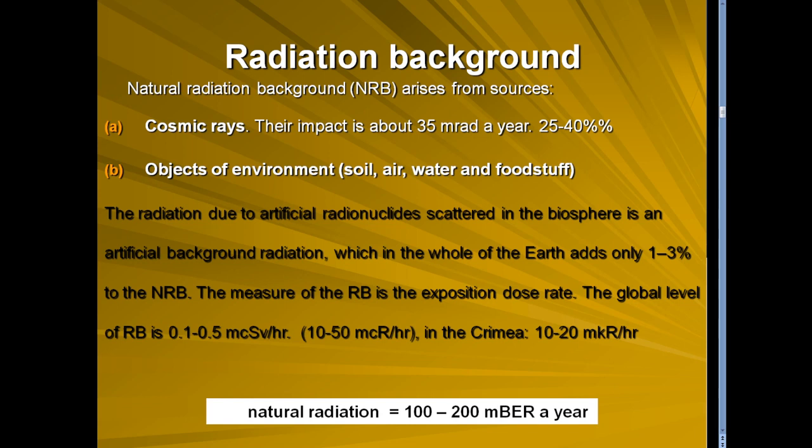A technologically modified natural radiative background is ionizing radiation from natural sources that have undergone certain changes as a result of human activities. For example, radiation from natural radionuclides entering the biosphere together with minerals extracted from the Earth's interior, as a result of combustion products of organic fuel entering the environment, and radiation in rooms built from materials containing natural radionuclides.